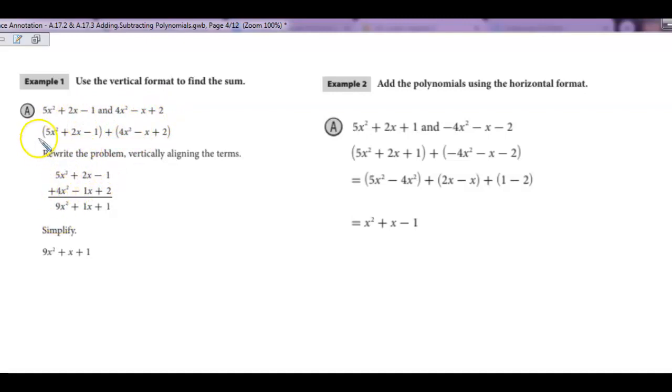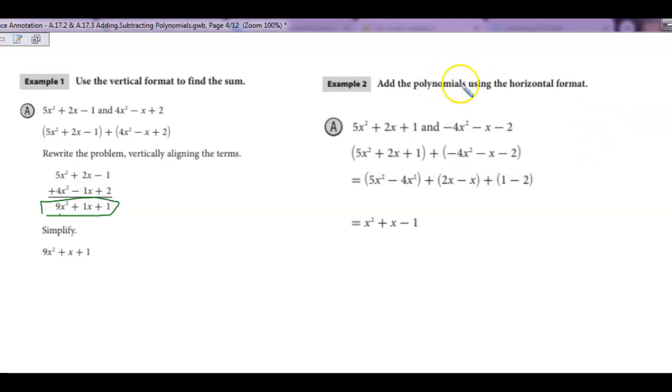So what I've done is I removed the parentheses and I've stacked them one on top of the other. And you'll notice that they're stacked so we have like terms. So I have 5x squared plus 4x squared, that's 9x squared. 2 minus 1 is 1, so we have 1x. And then negative 1 plus 2 is positive 1. And so there it is added. And then we make sure it's in standard form. I have 2, 1, and 0, so it is in standard form.